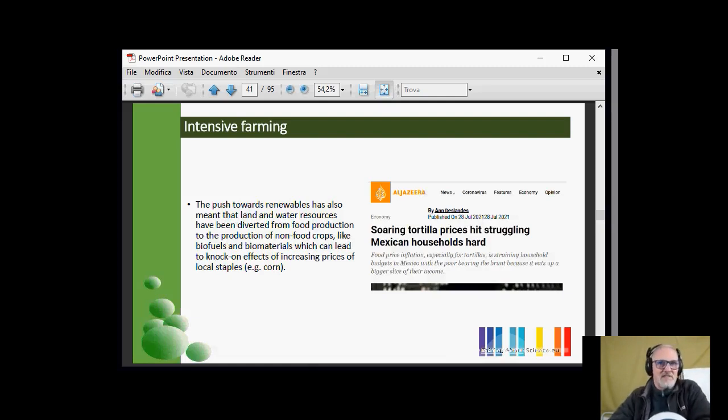I did find the reference here. This was from the Al Jazeera website, but essentially tortilla corn is a staple in Mexico, and so having corn prices double or triple can have big effects for certain groups of people. Okay, so this is just a general comment about biofuels and biomaterials. I'm not saying that they're evil in and of themselves, it's just that we have to look at them critically in terms of the effect that they can have. And sometimes this can be local, in the sense that what makes sense, for example, in Brazil with fuel from sugar doesn't make any sense in Europe necessarily.